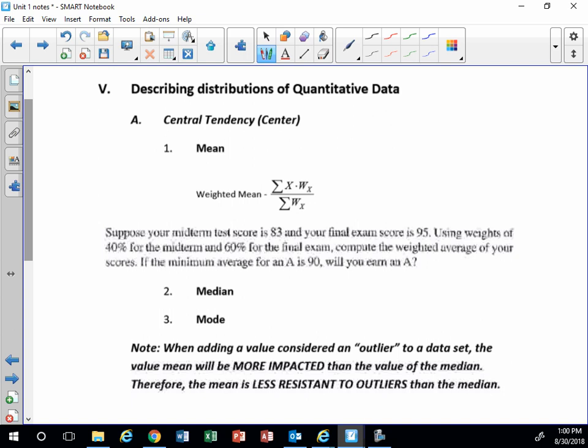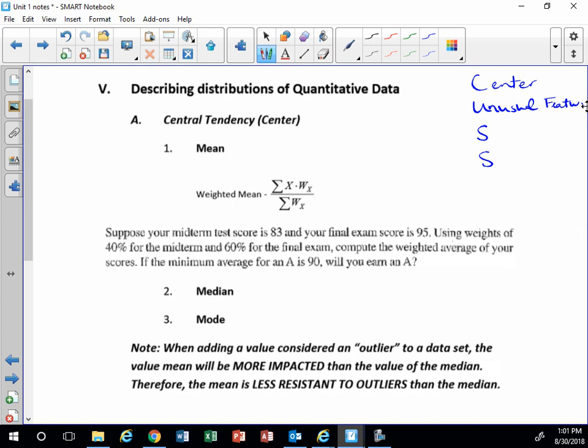All right, so we're going to start looking at describing the distribution of our quantitative data. You'll hear me say over and over, did you do the CUSS? Did you explain all of those? So C stands for center. U is unusual features.